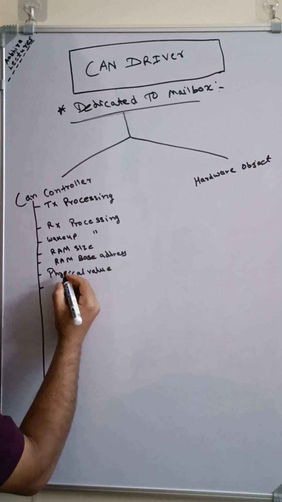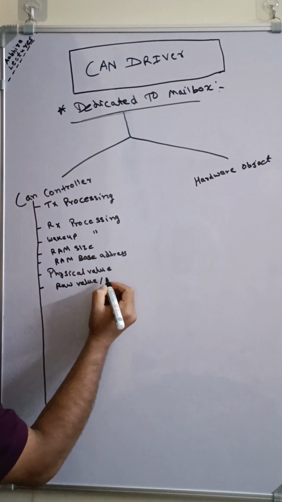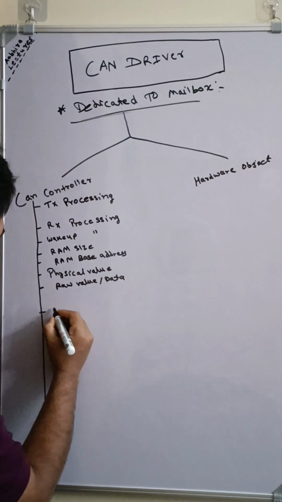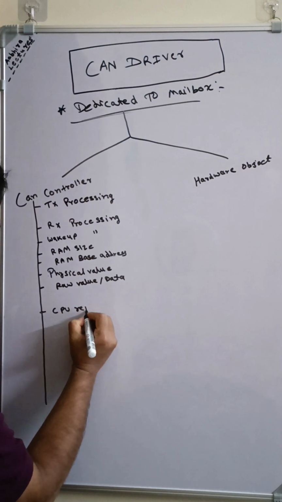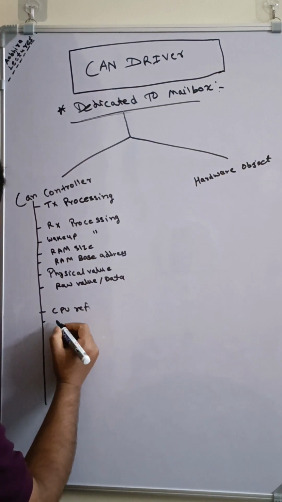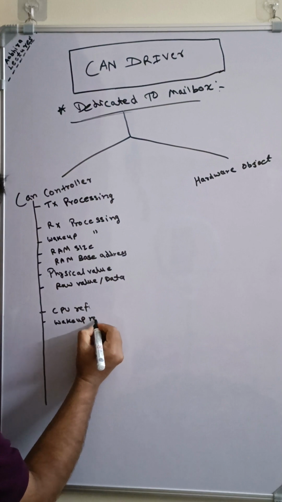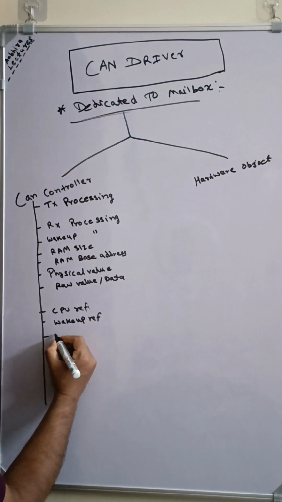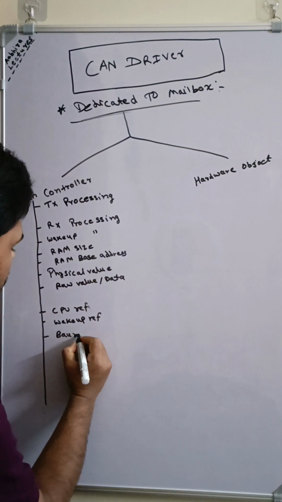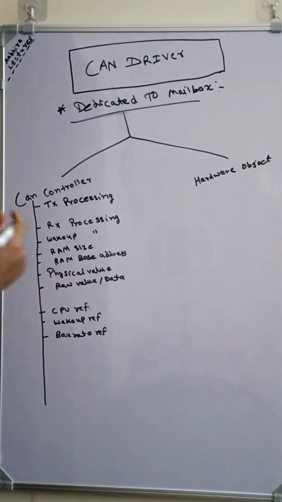and raw value or data. And we have to give some references: CPU reference, wake up reference, and baud rate reference. So three references we have to give, and these parameters we have to configure.